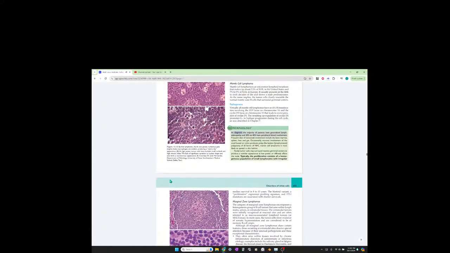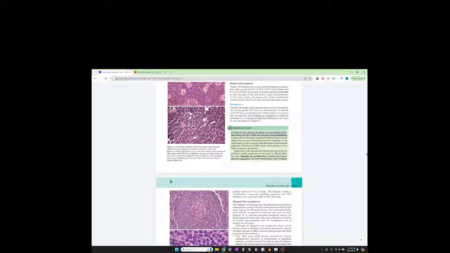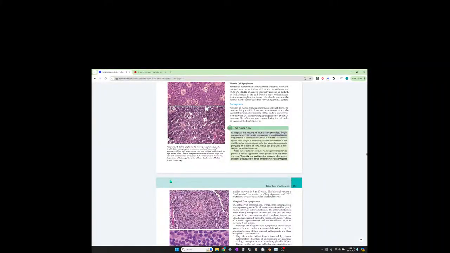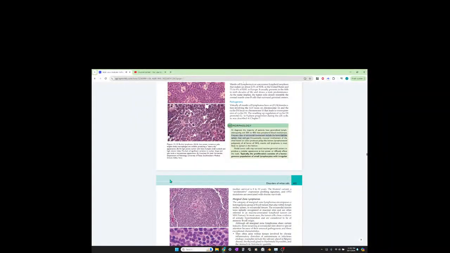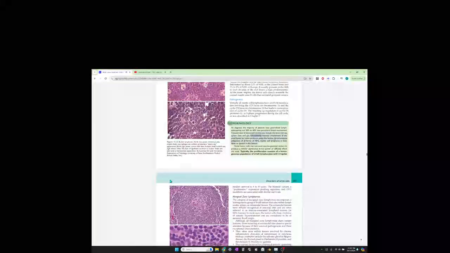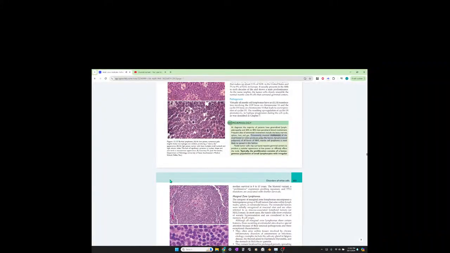At diagnosis, the majority of patients have generalized lymphadenopathy, and 20% to 40% have peripheral blood involvement. Frequent sites of extranodal involvement include the bone marrow, spleen, liver, and gut. Occasionally, mucosal involvement of the small bowel or colon produces polyp-like lesions. Of all forms of NHL, mantle cell lymphoma is most likely to spread in this fashion.